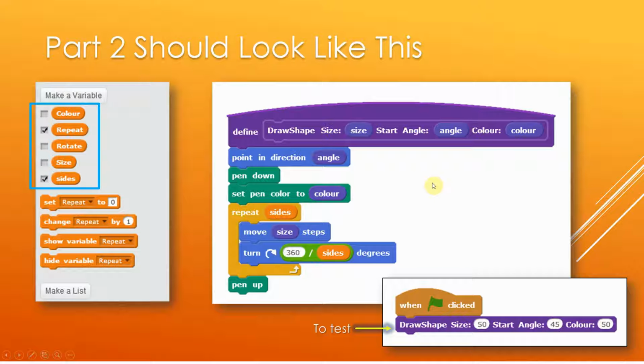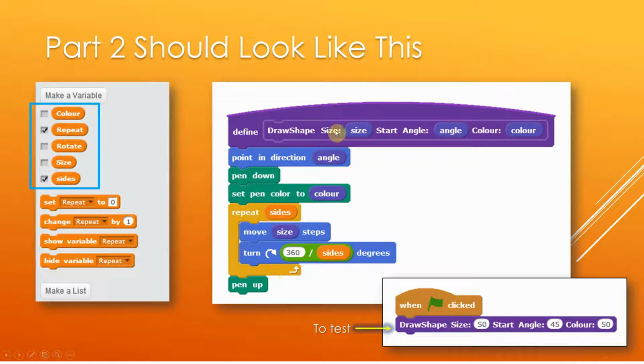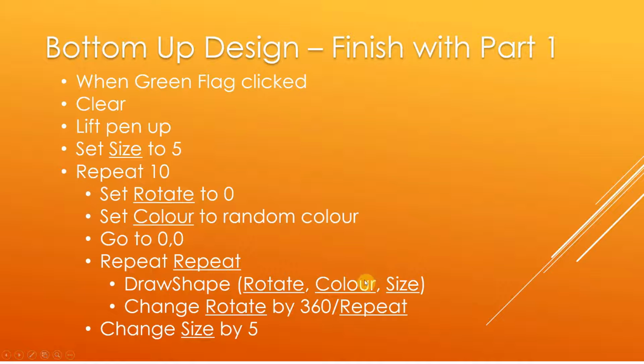Okay, let's hop over to the next section, which is the main code. As I mentioned before, we have covered this in the video of the last lesson. Points to note, we've got some variables: size, global variable; rotate, global variable; color, global variable; and repeat, global variable. Okay, and then we've got two sets of indentation here. So all these blocks here are included in this repeat 10 block, and only these two lines are included in this repeat block. As I mentioned, it's very important to pass the values through correctly. So rotate must go with your start angle, and your color must go in the right one, and your size must go in the right one.